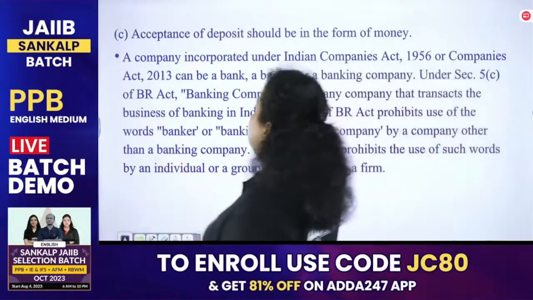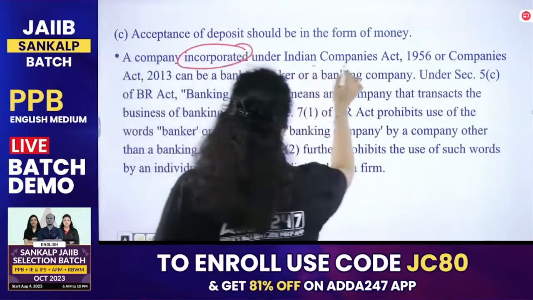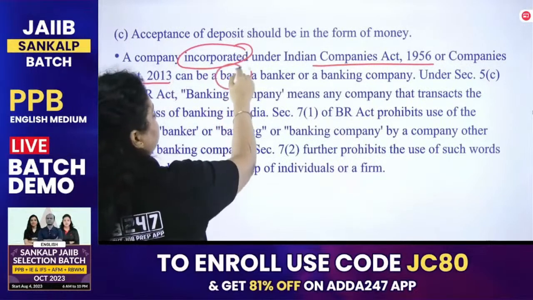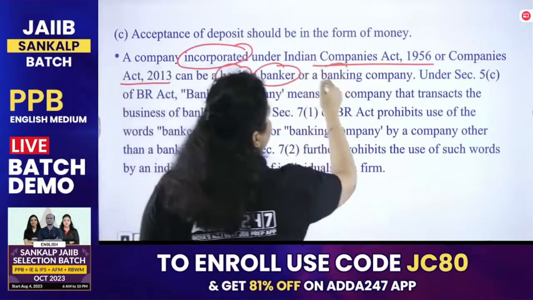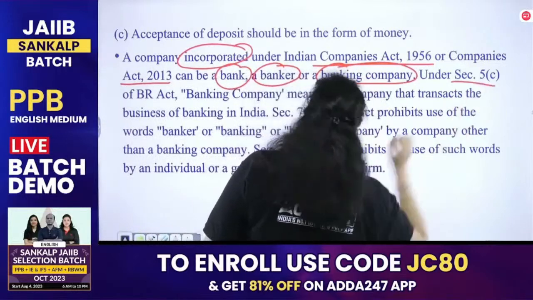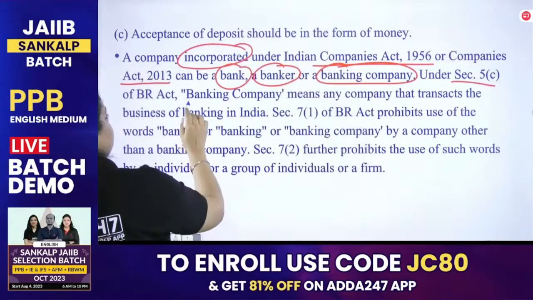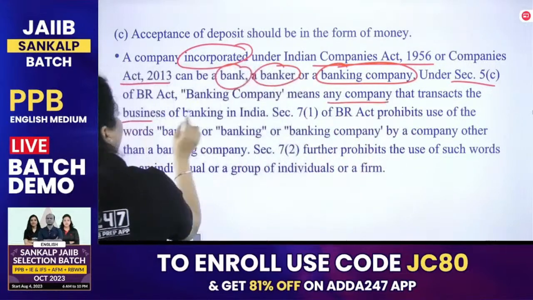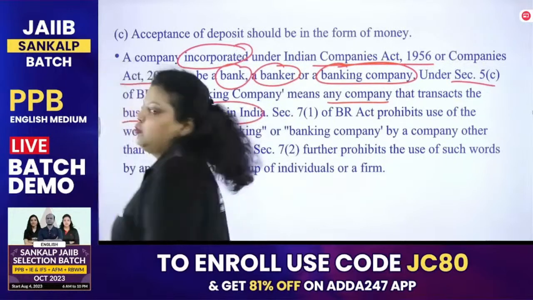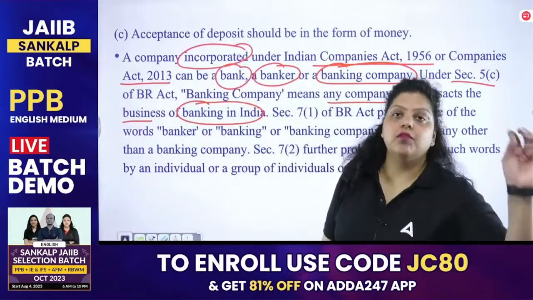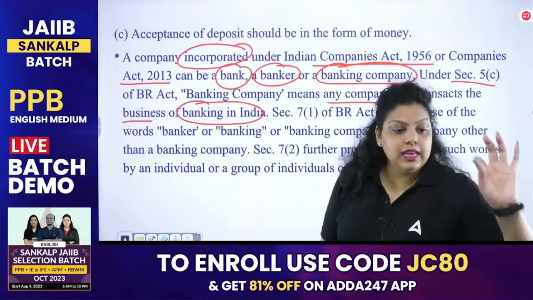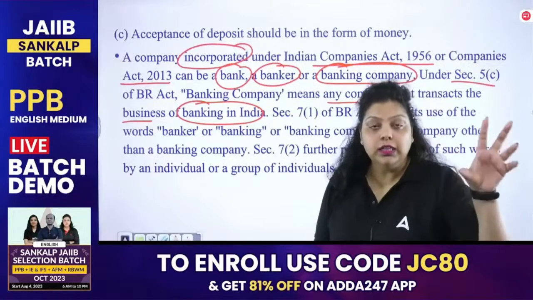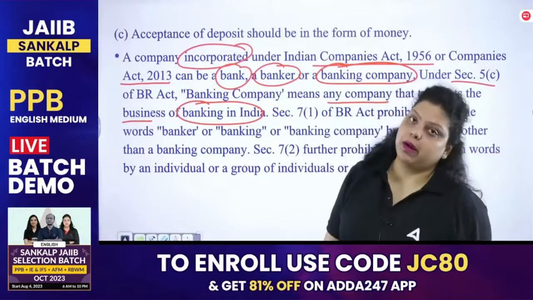Now next. A company incorporated under the Companies Act 1956 or the Companies Act 2013 can be a bank, a banker, or a banking company. Under what? Under Section 5C. Under Section 5C of the Banking Regulation Act, a banking company means any company that transacts the business of banking in India. So do remember that Section 5C says that any company can become a banking company if they are performing the business of banking.